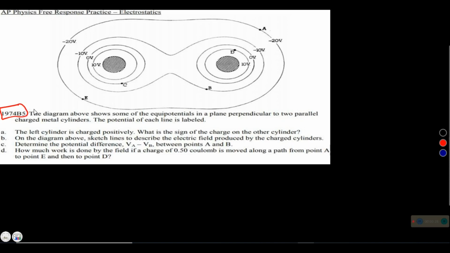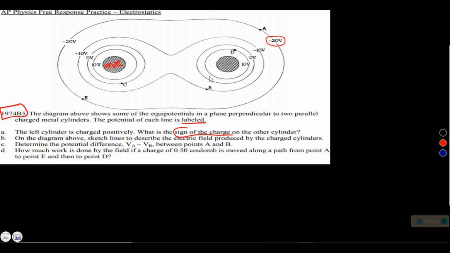The question says the diagram above shows some of the equipotentials in a plane perpendicular to two parallel charged metal cylinders. The potential of each line is labeled. As you can see, the potential of each equipotential surface is labeled. The left cylinder is charged positively. So we have to find the sign of the charge on the other cylinder.